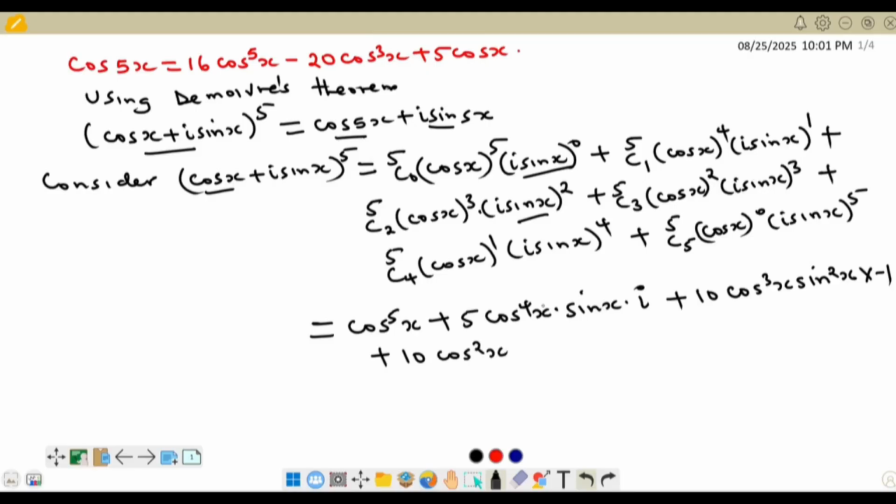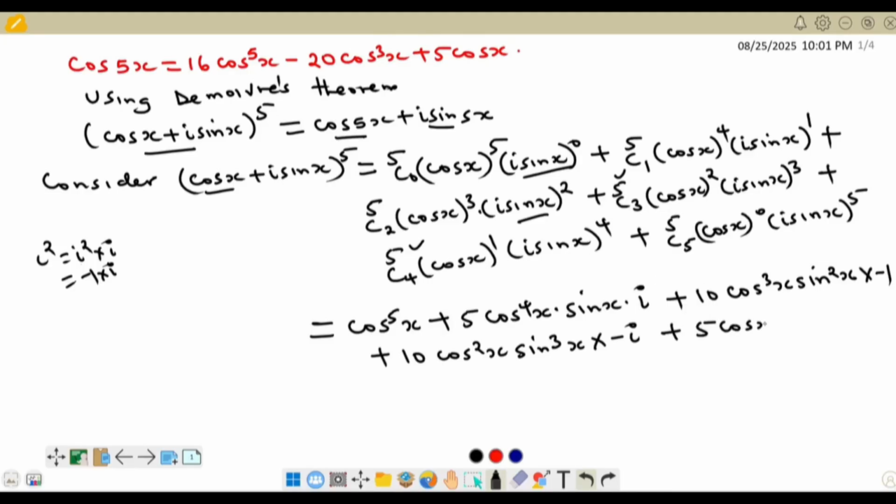Then this will be sine to power 3 of x, but i is to power 3 here. So i to power 3 is the same as i squared times i. But i squared we have seen is negative 1, so we shall remain with negative i here, times negative i. Then the next one: 5 combination 4 is actually 5. So we shall have 5.